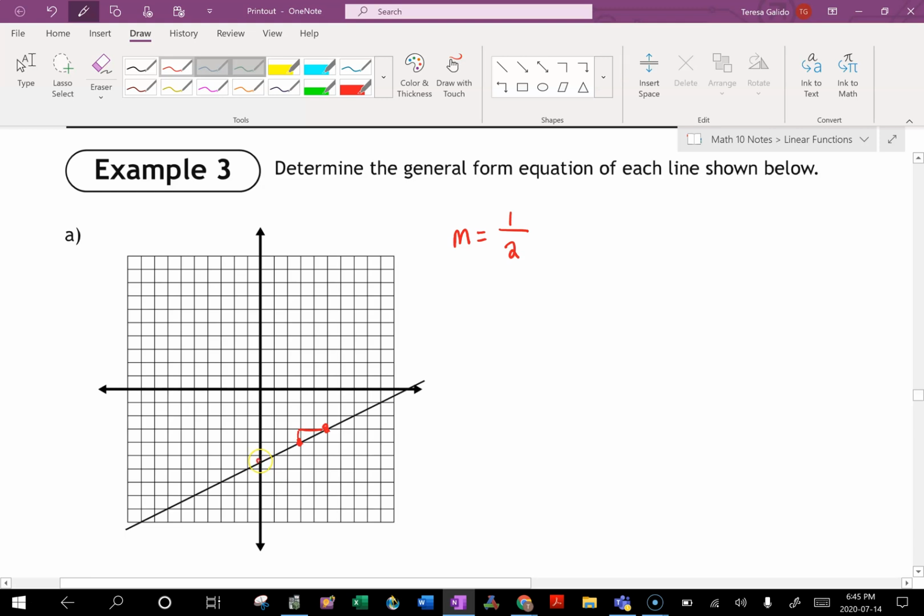Do I know my b? Here's my b. I don't exactly know my b. I can see that it's probably just halfway between those 2 points, but I'm not really sure. So in this case, y equals mx plus b would not be a good option for us to do, although we can also still use that by manipulating it a little bit differently. But in this case, I need to identify a point in the graph so that I can use the y minus y1 equal to m times x minus x1 formula.